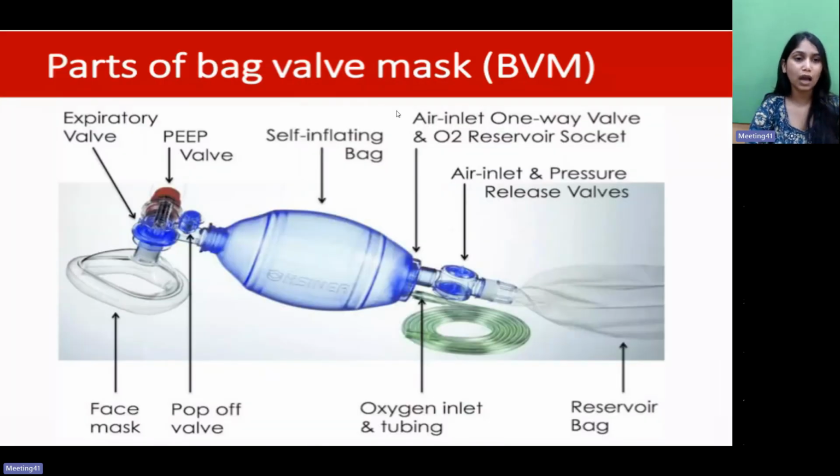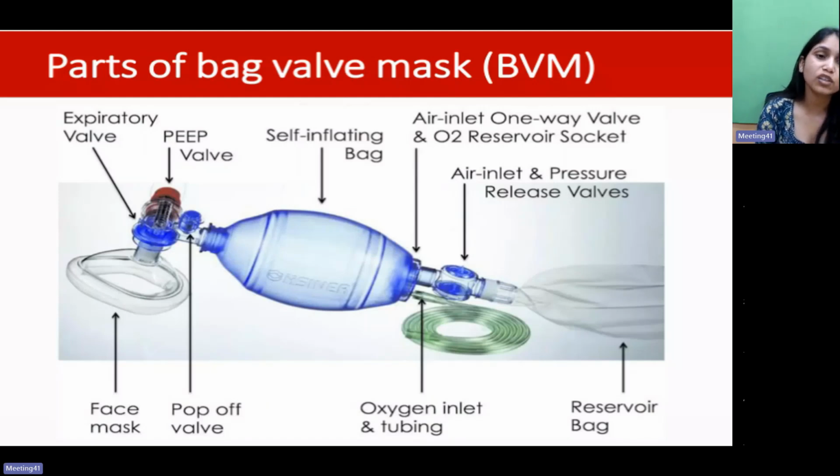So here are the parts of the bag valve mask. In the unit-wise videos you will get more detail about it, but I will try to cover most of the things so that it will be beneficial for you. This is the pop-off valve. This is the self-inflating bag, where the air will be filled, and the air inlet one-way valve. This is the O2 reservoir, and this is the tubing where the oxygen will be present. This is the air inlet and pressure release valve, from where the pressure will be released, and this is the reservoir bag.